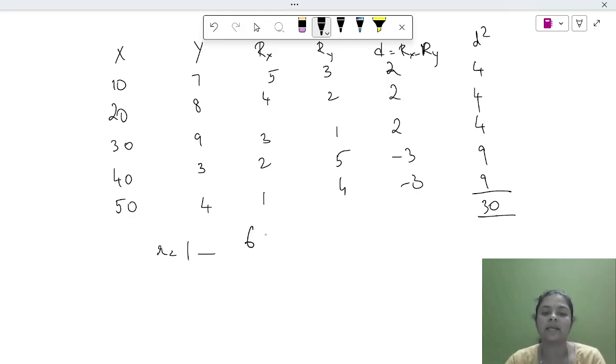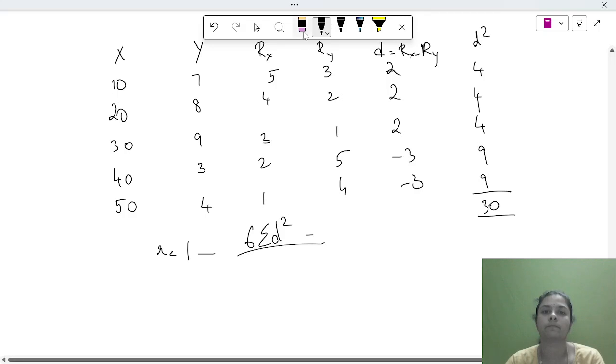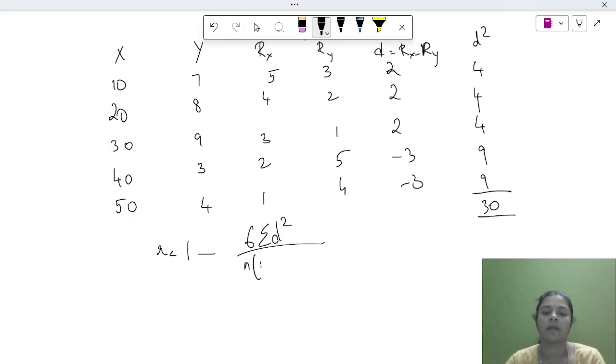Now, please apply the formula. 1 minus 6 sigma d square divided by n into n square minus 1. Go ahead, please calculate and give me the answer.